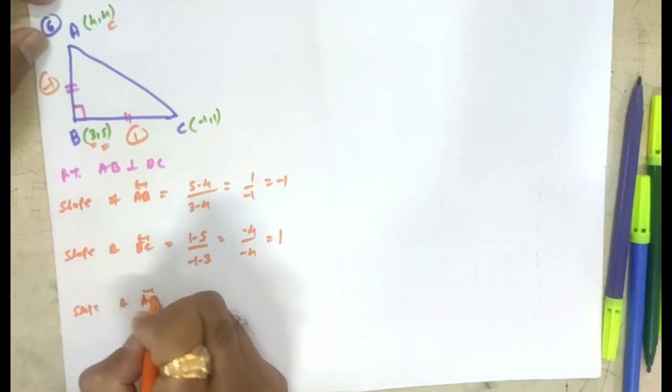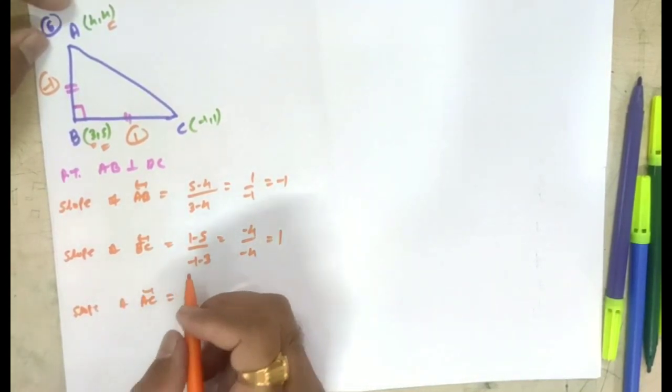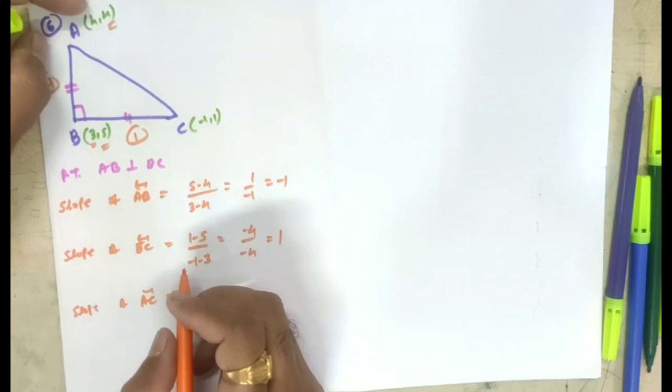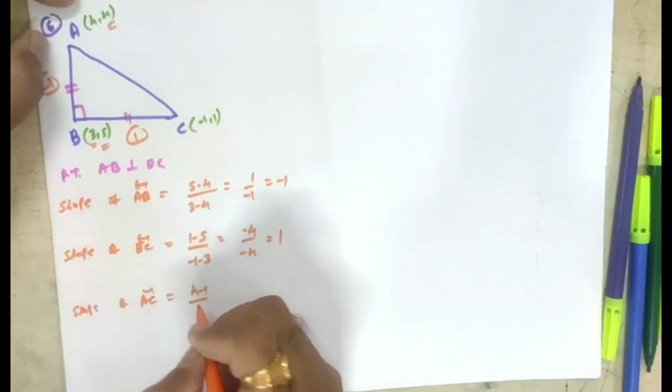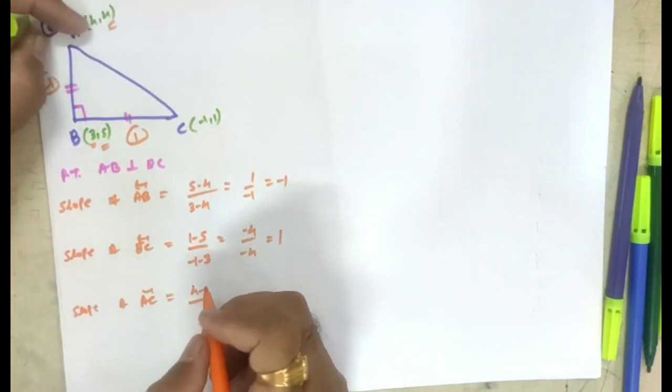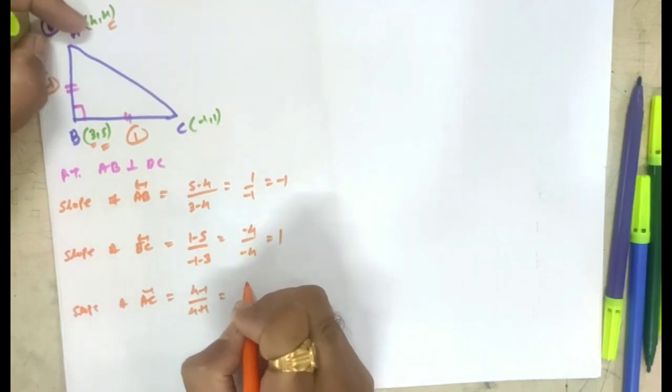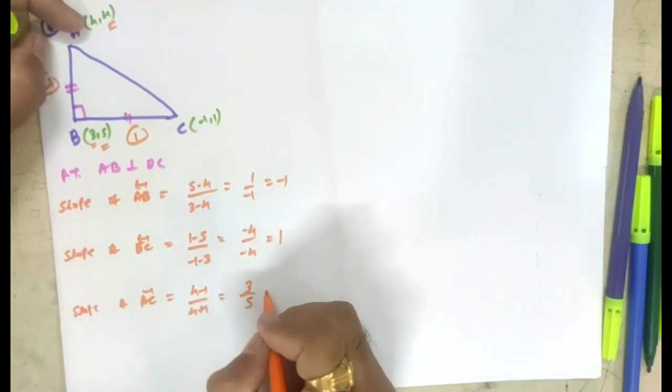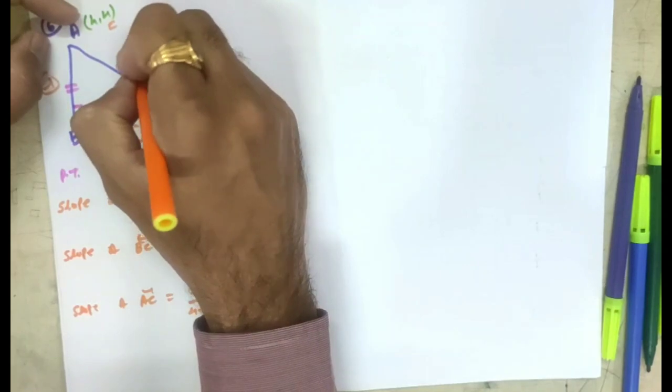What will be the slope of side AC? 4 minus 1 upon 4 plus 1. This is 3 by 5. Done. The slope of this side is 3 by 5.